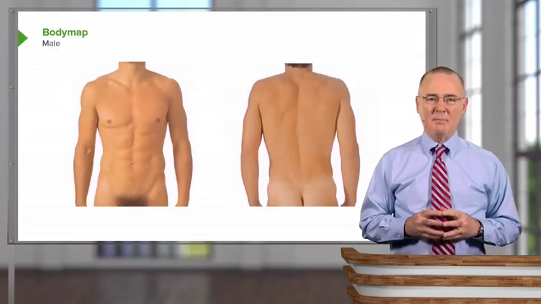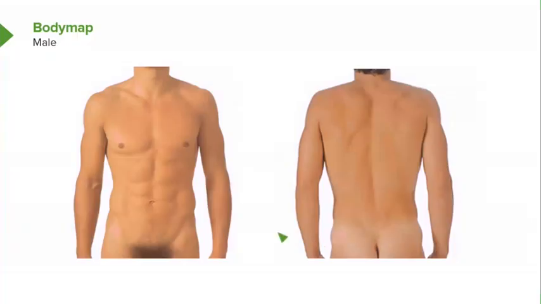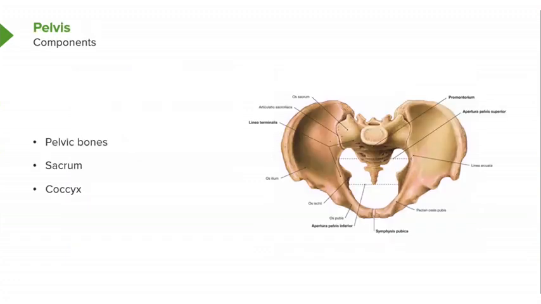Here is our body map, and our region of focus will be on the inferior aspect of the body map. Here we have the superior most projection of the iliac crest extending over to this region here. Similarly, we can see that general area on the posterior view, and so we'll be working our way inferior to that line. When we think about the bony pelvis, there are three components that form the pelvis.